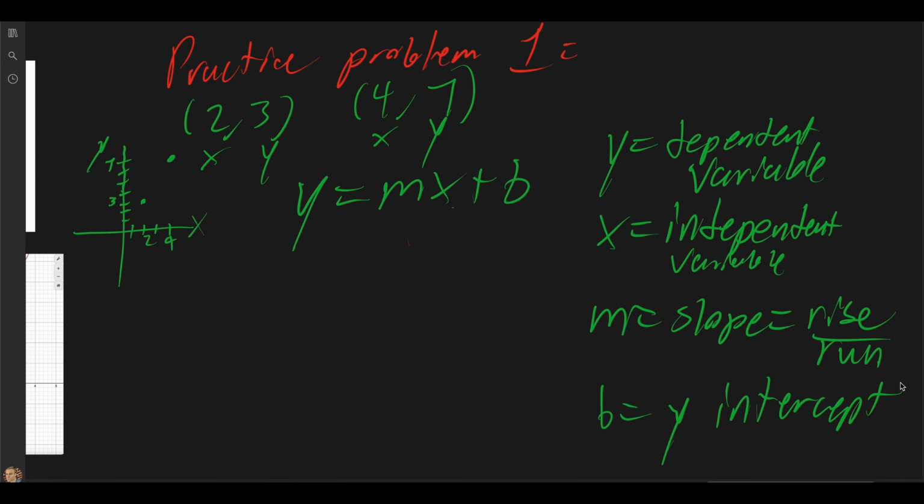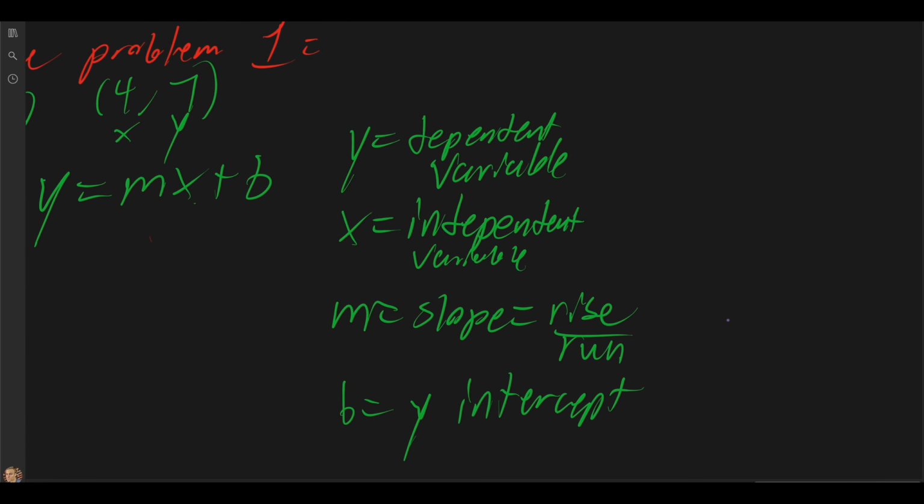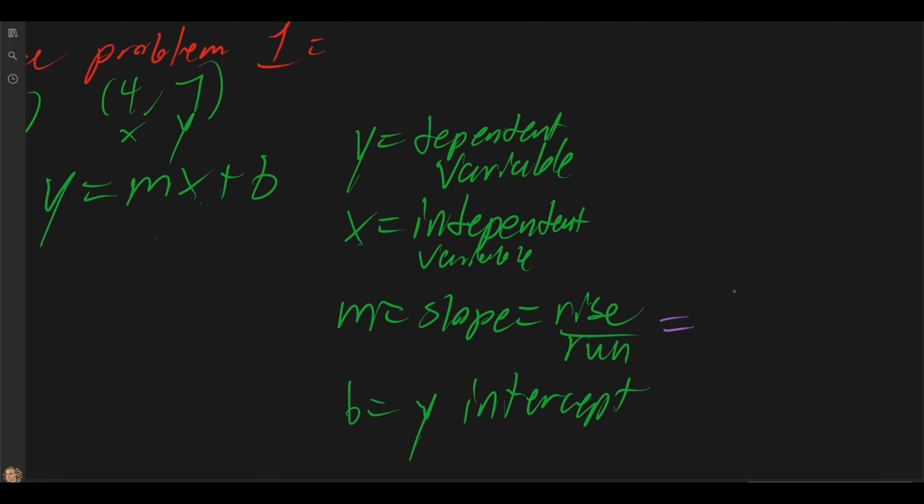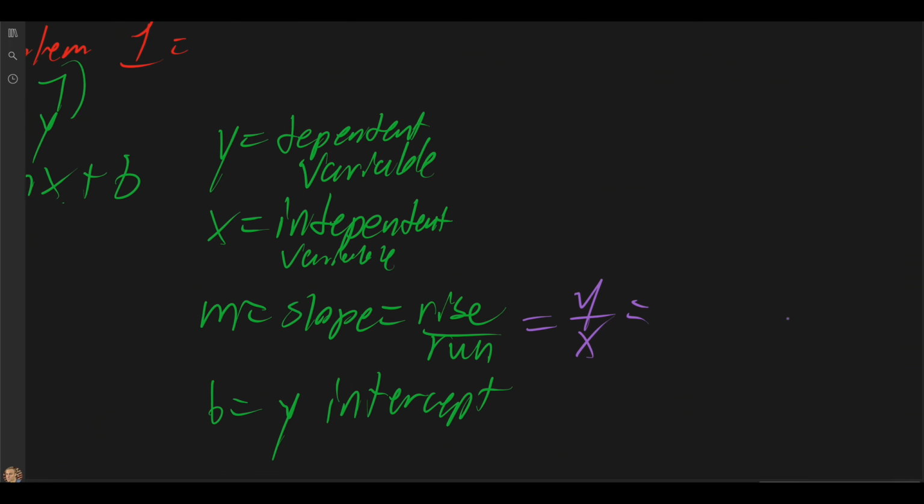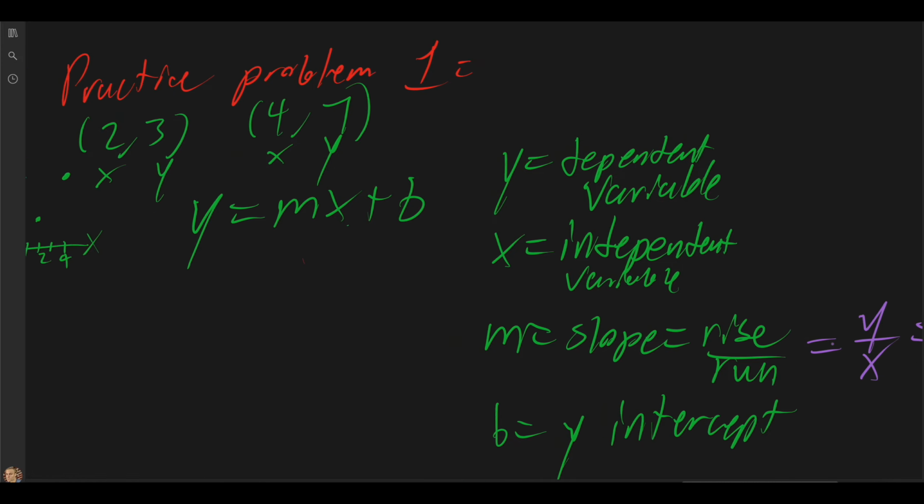I'm going to introduce a concept for the slope equation. When we mean rise over run, it's typically denoted as y over x, but the slope equation is y2 minus y1 over x2 minus x1. Well, what does that mean?